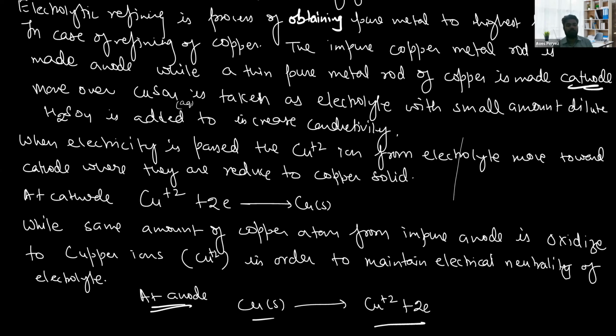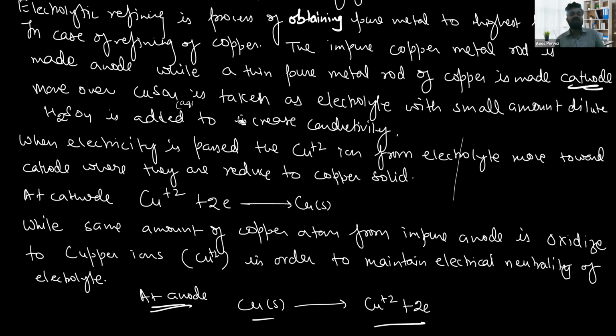Sir, can you explain what maintaining electrical neutrality of the electrolyte means? For example, we had CuSO4, and the negative concentration increases when the Cu2+ ions are depositing there. Only the negative charge is increasing, because SO4 has a minus 2 charge. If more and more SO4 2- ions accumulate, then electrical neutrality means the same number of positive and negative charges.